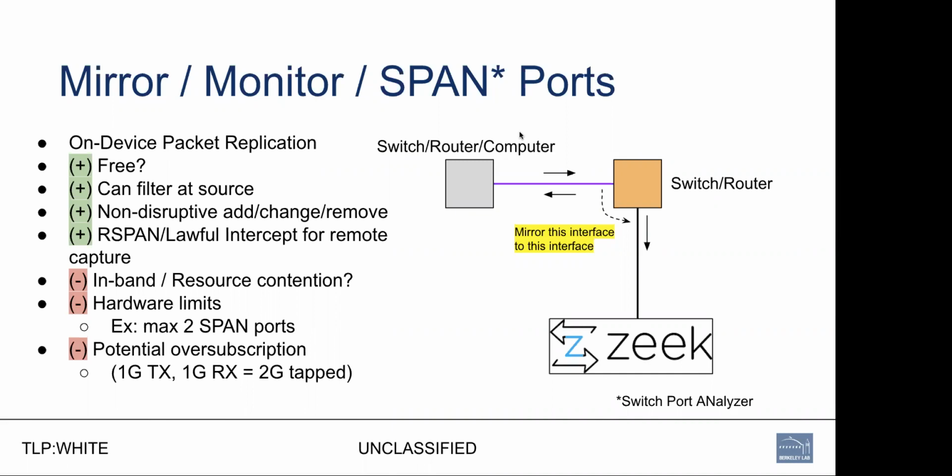And then also you might have oversubscription issues where if you're mirroring a 1 gig interface, that's 1 gigabit per second transmit and receive. And so you've got to send that out another interface. And if that interface is also only 1 gig, you're potentially oversubscribing it by 2 gigabits per second and causing packet loss in an unpredictable way.